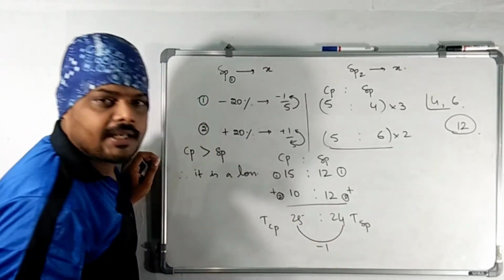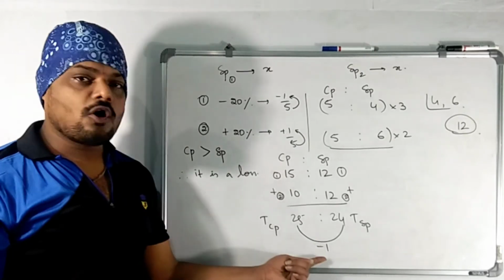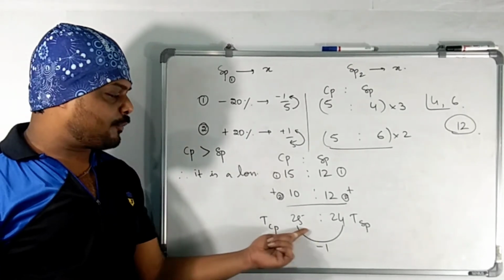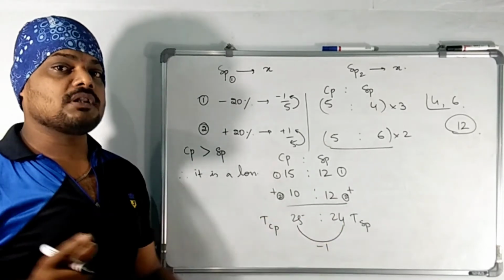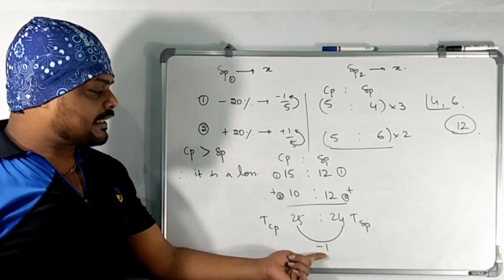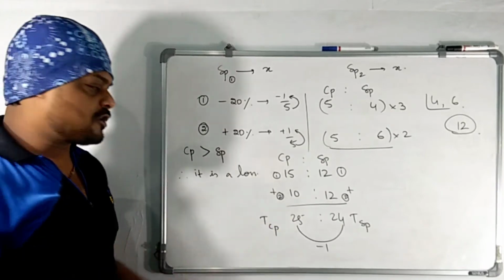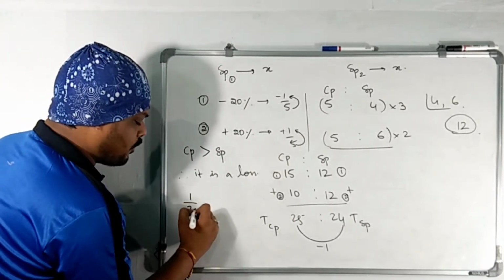It is loss by 1 unit, and the loss is always calculated upon cost price, unless it is given in the question to calculate it upon the selling price. So here it is calculated upon what? Upon the cost price. So let us calculate it upon the cost price.